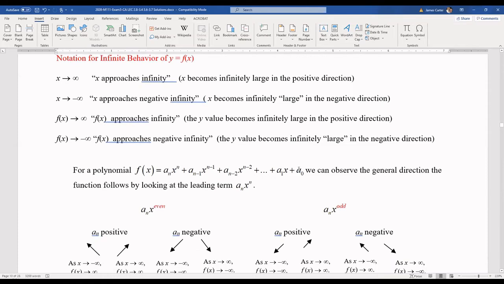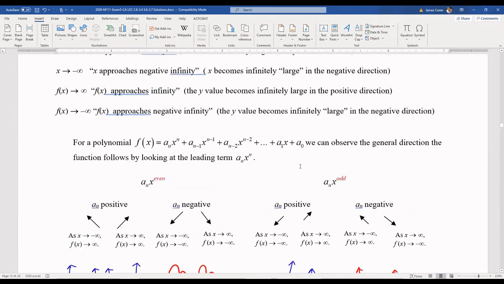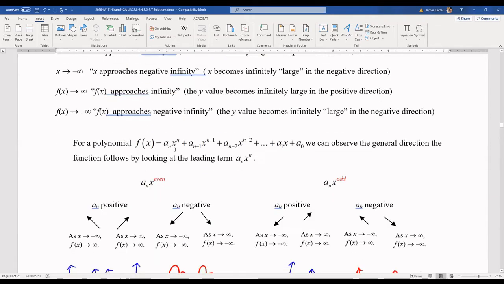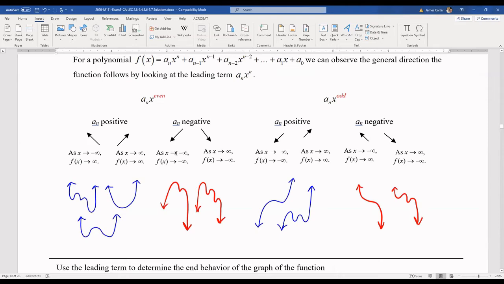Okay, we're going to determine end behaviors. All of this is math speak on what qualifies. Now, here's the real stuff. If your first term, the x power, is even, then both ends will go up or both ends will go down. If a is positive, both ends will go up. If a is negative, both ends will go down.